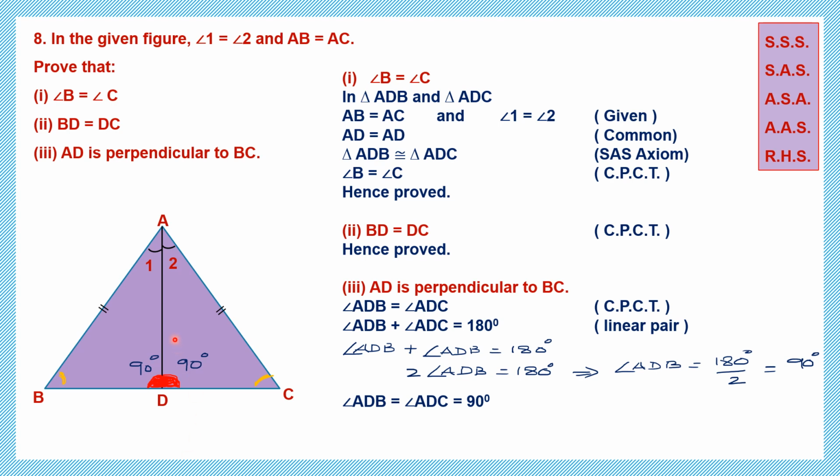So now can you see that this line AD, which has cut BC, has cut it at 90 degrees. So remember, what are perpendicular lines? Any line that cuts another straight line at 90 degrees to it is called a perpendicular line. So here we can say that AD is perpendicular to BC and we have proved it. So we have finished proving all these three statements here.